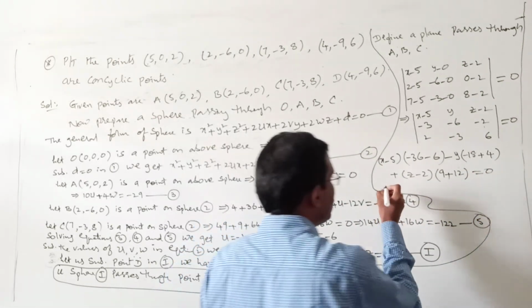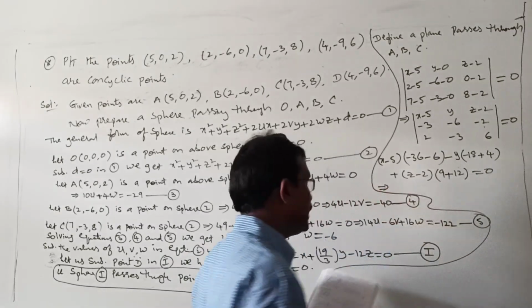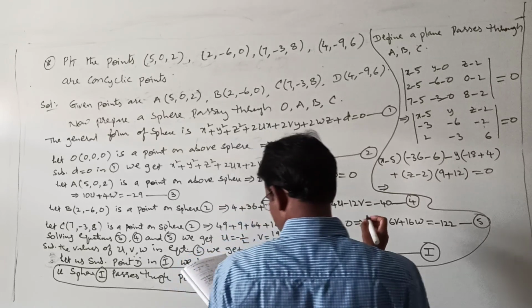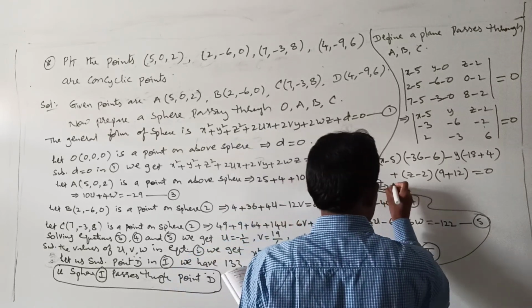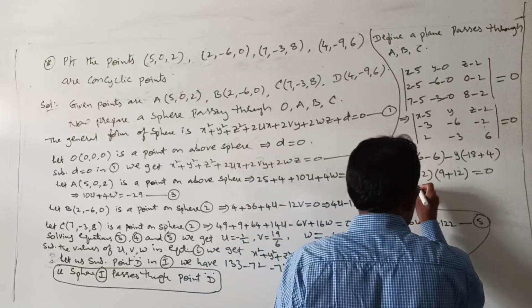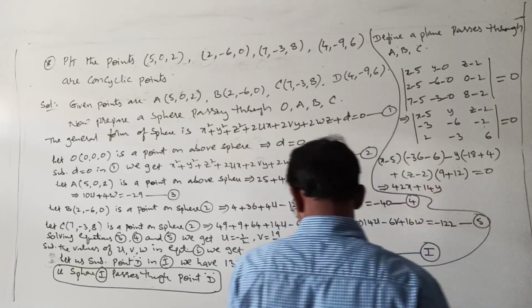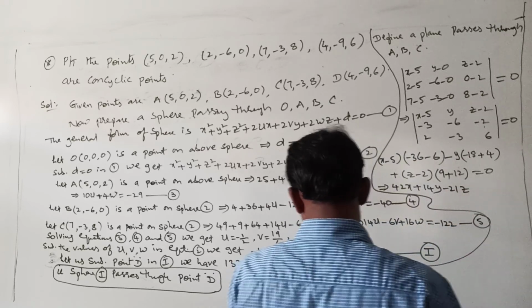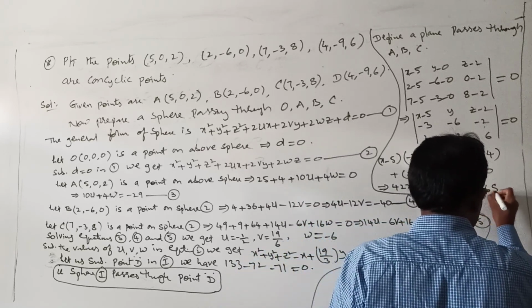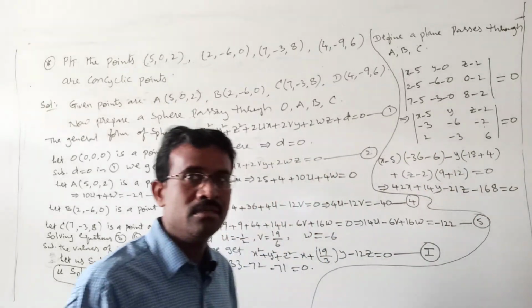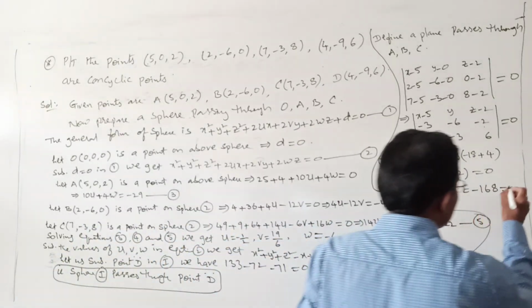Now simplify this total expression. Directly I am writing the simplified form: it is 42x, after taking minus 1 common, plus 14y minus 21z minus 168 is equal to 0. After simplifying this, you get this expression, right? Now let it be plane equation number 2.